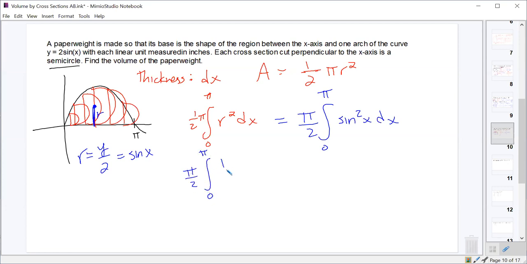I guess I'll have to tell you. 1/2 of 1 minus cosine 2x is the power reducing formula. You need to know the power reducing formula. It's on the sheet of formulas that I told you you need to know, for trig stuff. You need to know that. I could pull the 1/2 out.